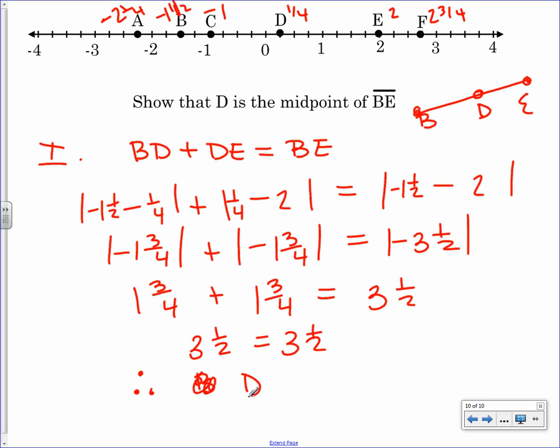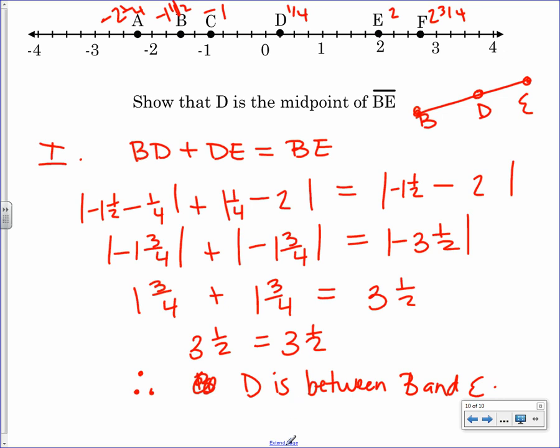So what we've just proven is that D is between B and E, like yesterday. That's not what they actually asked us to do yet, right? We've done half of it. We've proven it's in between them. Now we need to prove that those two pieces are the same.